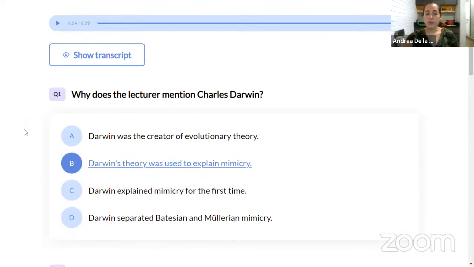So Darwin's theory was used to explain mimicry. Obviously, everything that is mentioned in the entire lecture needs to be related to mimicry, right? So I don't think it's gonna be A, for example. Although this is totally true, right? Darwin was the creator of the evolutionary theory. They're not saying whether something's true or not. They're saying why, right? And it has to be related to mimicry. And in this case, yes. His theory was used, I think, by one zoologist to first explain what mimicry was.